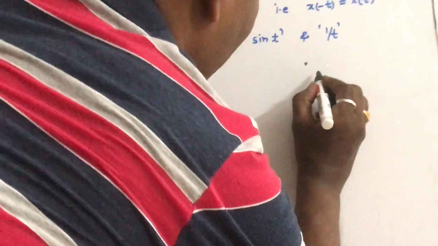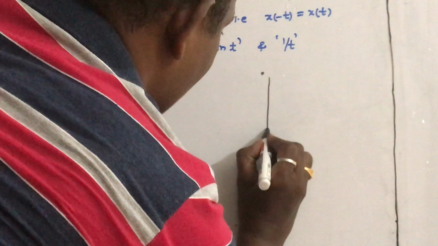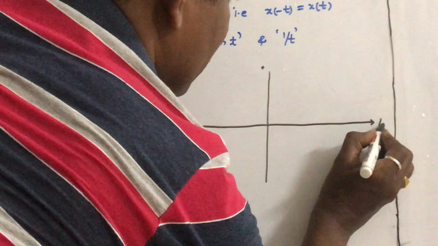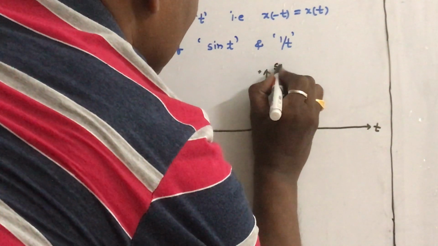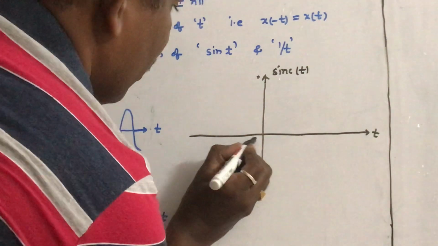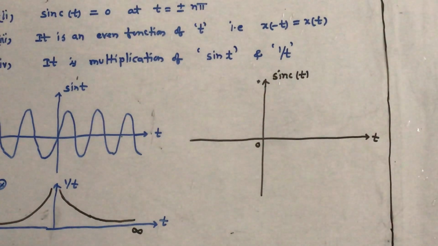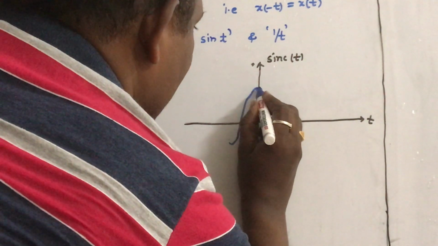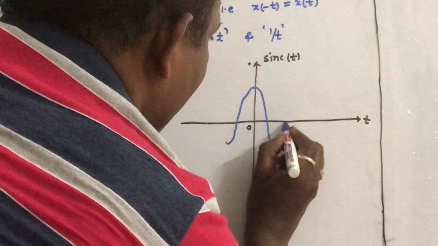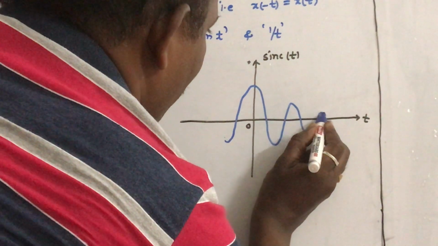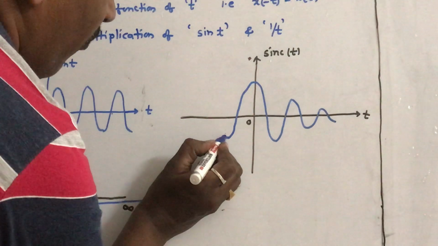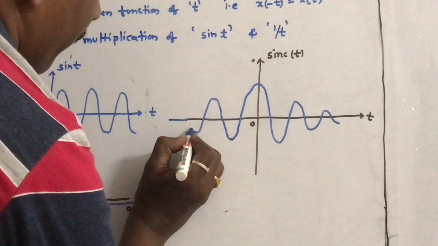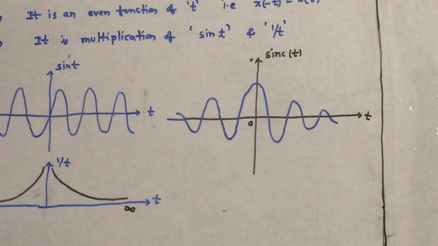So therefore I will draw the sine t by t graph, which is called the Sinc function or Sinc signal. Let us draw this diagram carefully. So this is t, and this is Sinc of t. So 0. Carefully note that. We have to draw a sine graph whose amplitude decreases on both sides because of the multiplication of 1 by t. So we have to draw like this.